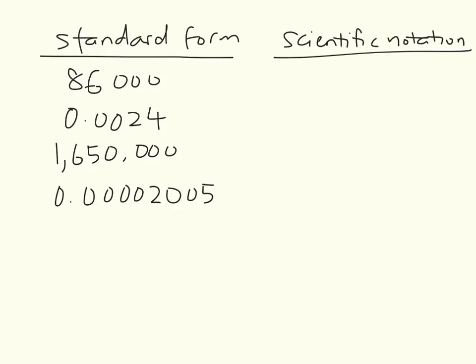Okay, so the first number that we have is 86,000. A number in scientific notation has to be in the form of a times 10 to the power of n, where a has to be greater than or equal to 1 and less than 10. So I'm going to look at the first number, 86,000. The key thing is to put a decimal point after the first non-zero leading digit. So you see that it's 8.6, times 10 to the power of an integer.